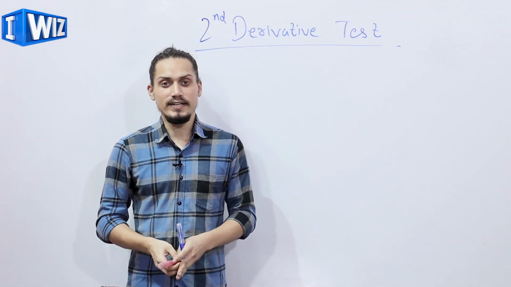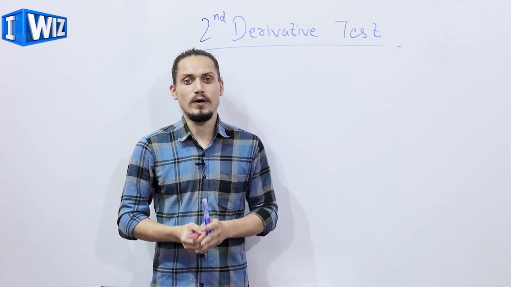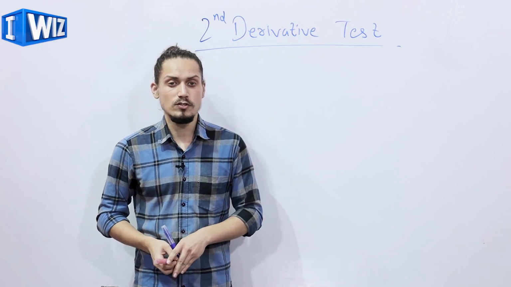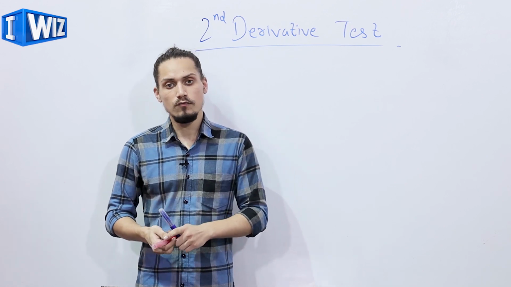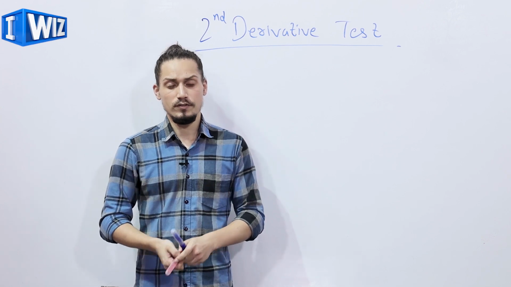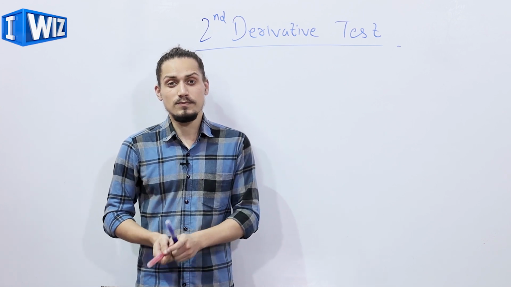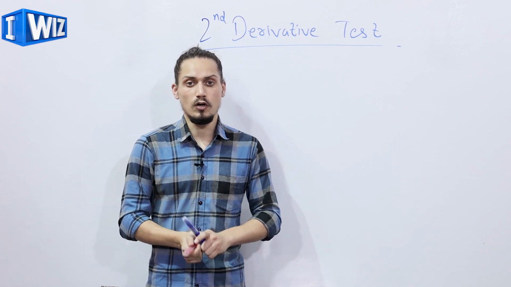Now the next topic is the second derivative test. We use this test to find the points of local minima and local maxima, and also to find the maximum and minimum value of a function. You can pause the video right now for a definition. Now I will explain how to use this method properly to solve an example.